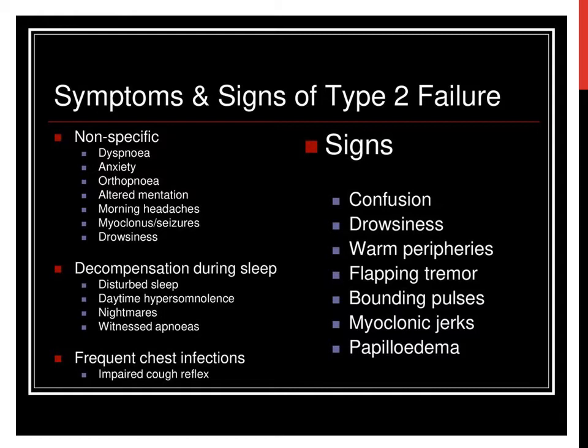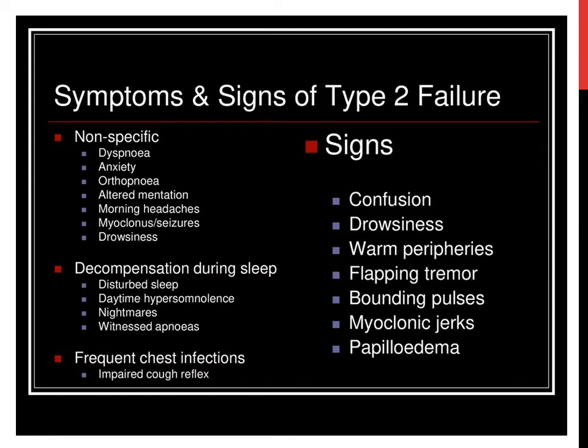The other symptoms can be dyspnea, difficulty in breathing, anxiety, and orthopnea. Orthopnea is when the person suddenly changes position or makes a sudden movement of the body. He'll feel dizziness and blank out, because this is also due to low blood pressure. There will be altered mentation, morning headaches, seizures, and drowsiness. The person will have nightmares, insomnia and other sleep disturbances, and impaired cough reflex.